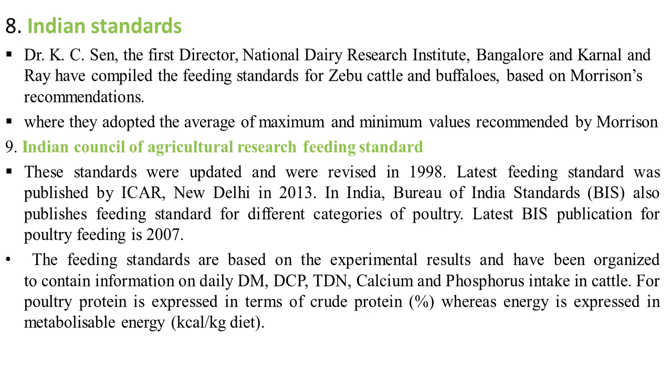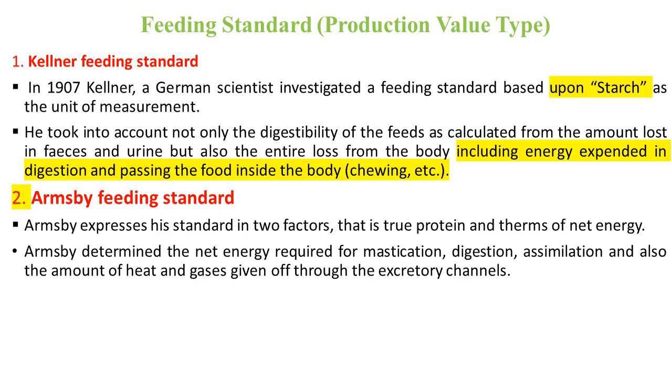Latest feeding standard was published by ICAR, New Delhi in 2013. In India, Bureau of Indian Standards, BIS, also publishes feeding standard for different categories of poultry. Latest BIS publication for poultry feeding is 2007. The feeding standards are based on the experimental results and have been organized to contain information on daily DM, DCP, TDN, calcium and phosphorus intake in cattle. For poultry, protein is expressed in terms of crude protein, %, whereas energy is expressed in metabolizable energy, kilocalorie per kilogram diet.